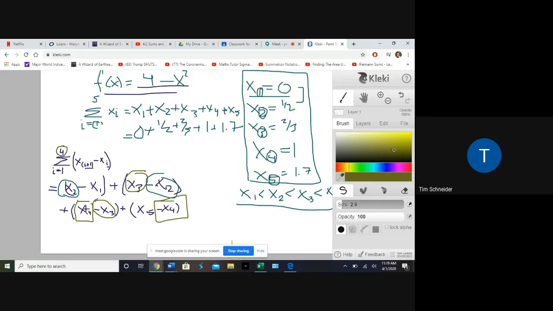So what's going to happen is this one will cancel with this one. This one will cancel with this one. And this one will cancel with this one. And what we're left with is x5 minus x1. In other words, 1.7 minus 0, or 1.7.